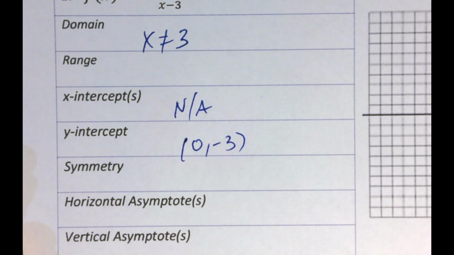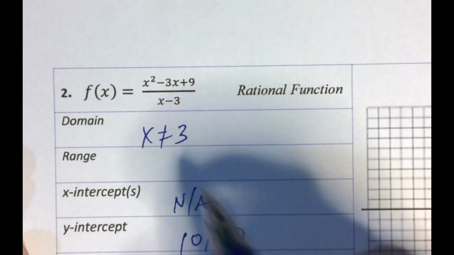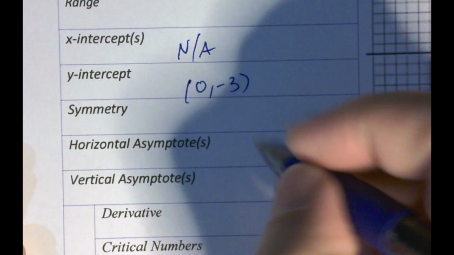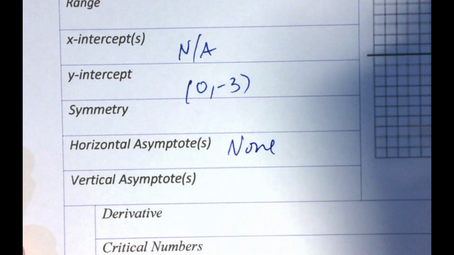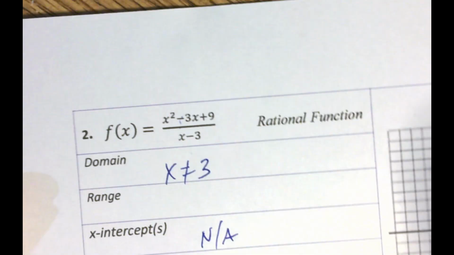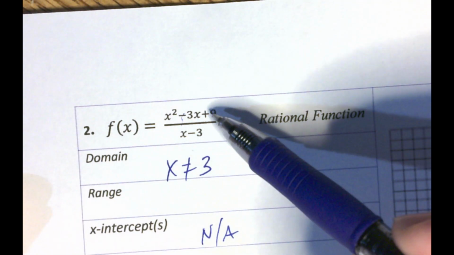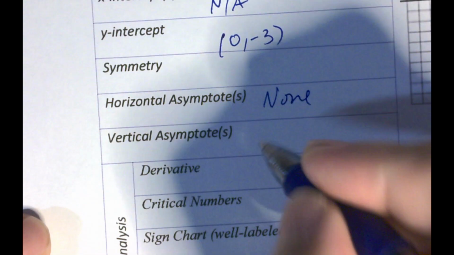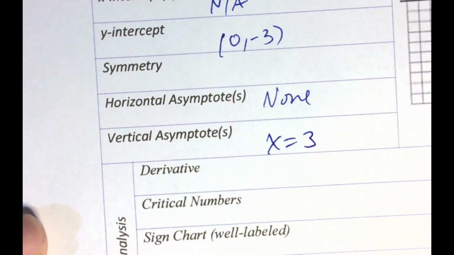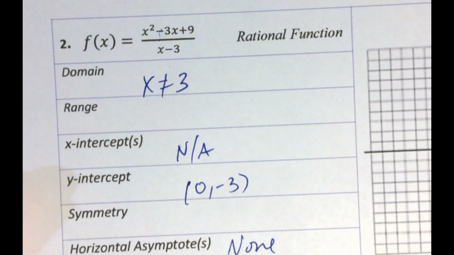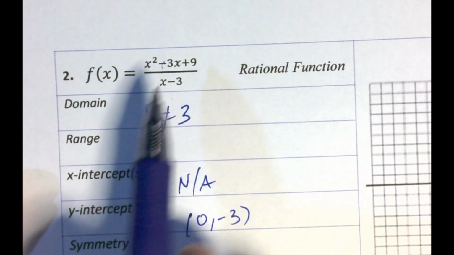Horizontal asymptote. The degree of the numerator is higher than the degree of the denominator, so there are no horizontal asymptotes. Vertical asymptote, you want to set the denominator equal to 0, and check that it does not cancel with the numerator. It doesn't cancel, so we have x equals 3 is the vertical asymptote. Now we take the derivative, so I'm going to do the derivative on scratch paper. I'll do that in a second.